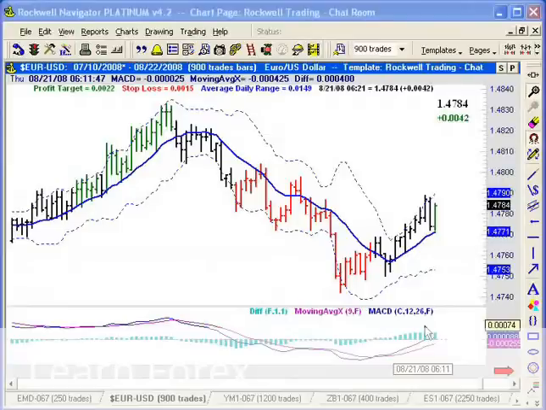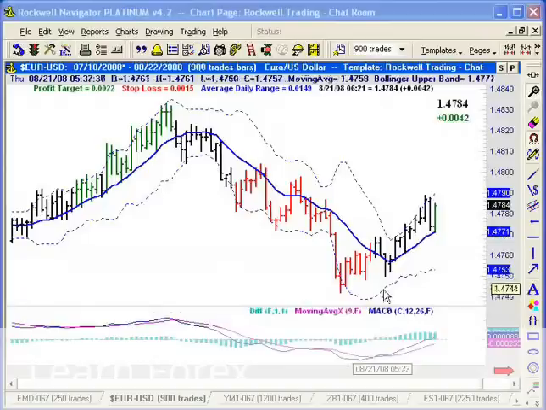We're using the MACD to identify the direction of the market, and then use Bollinger Bands to derive our specific entry signal.